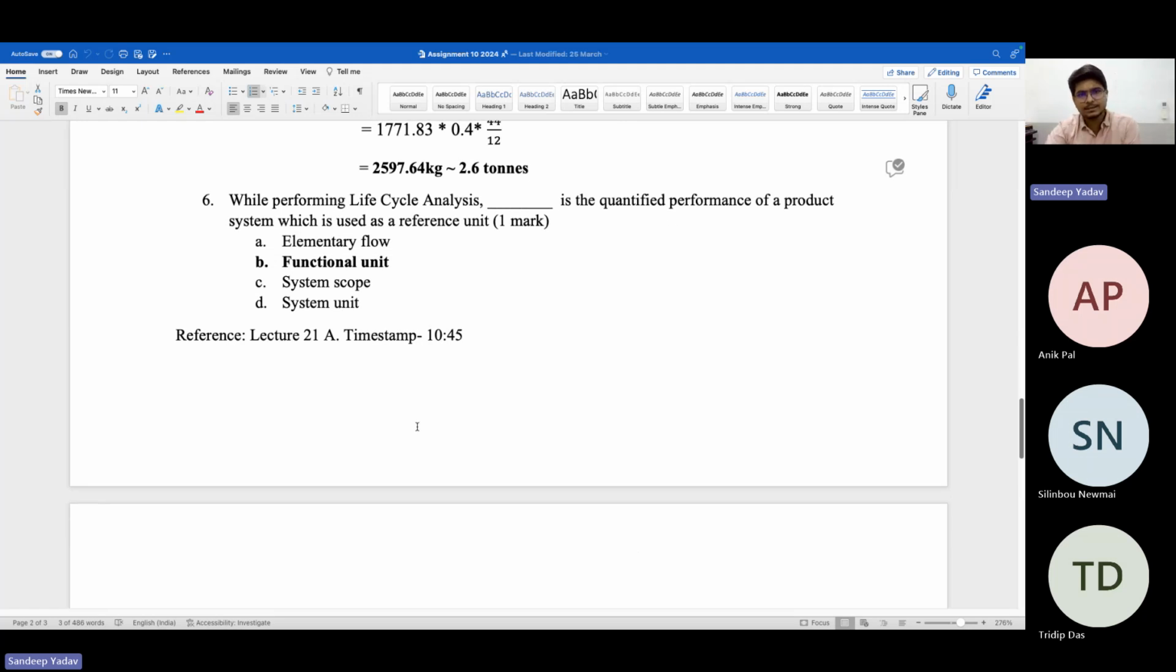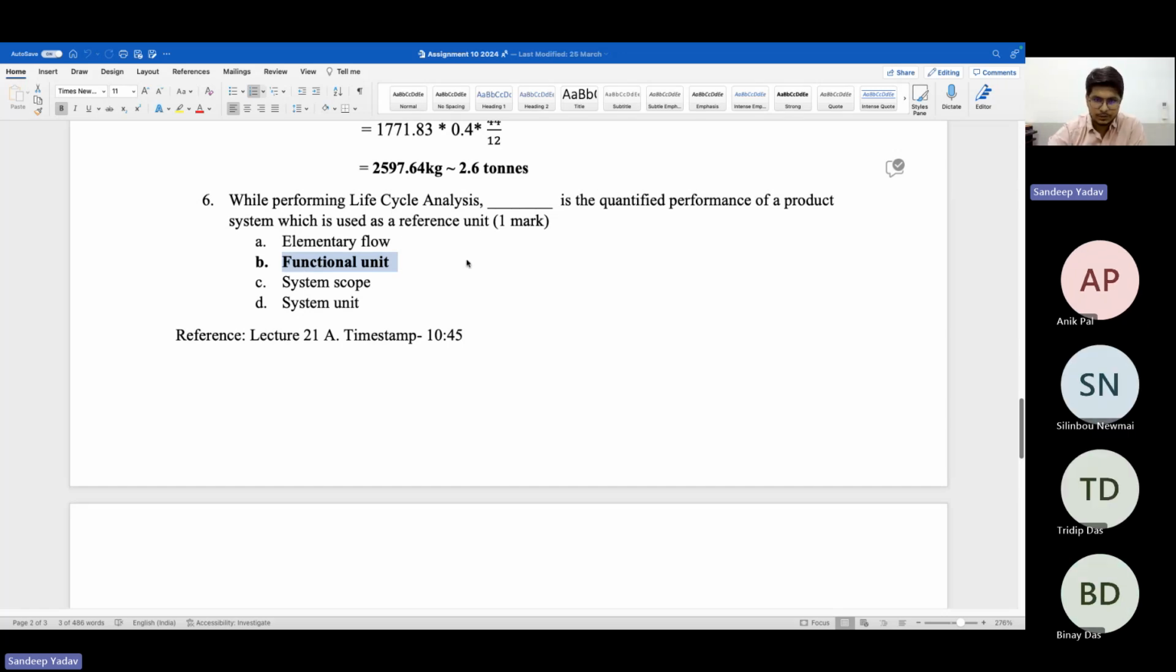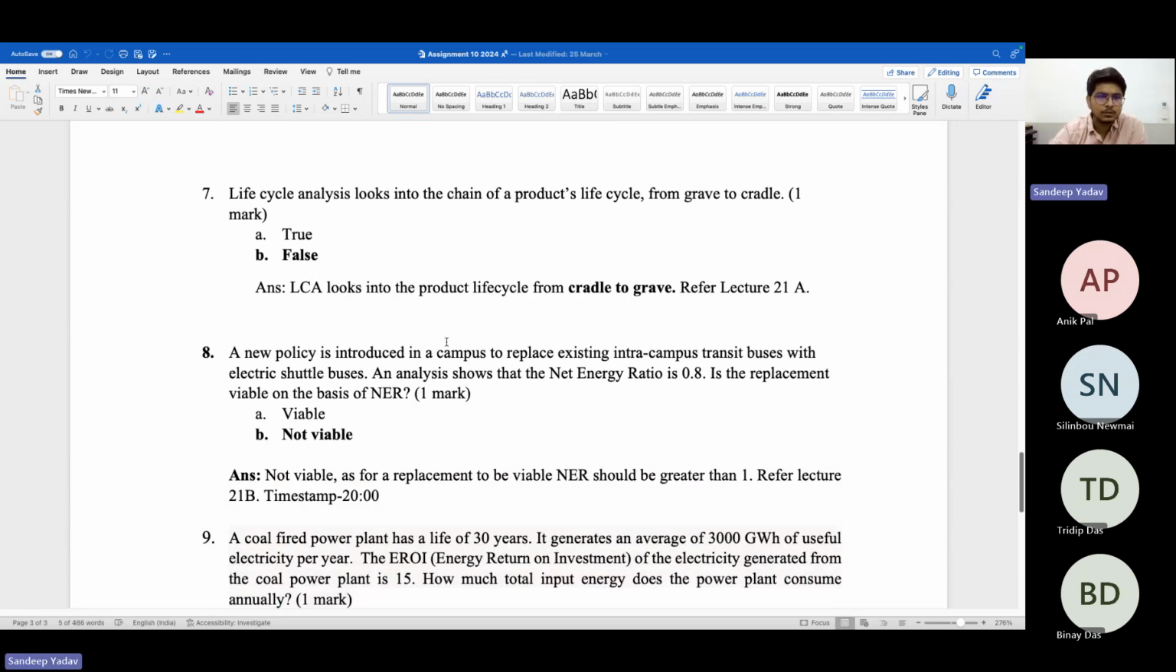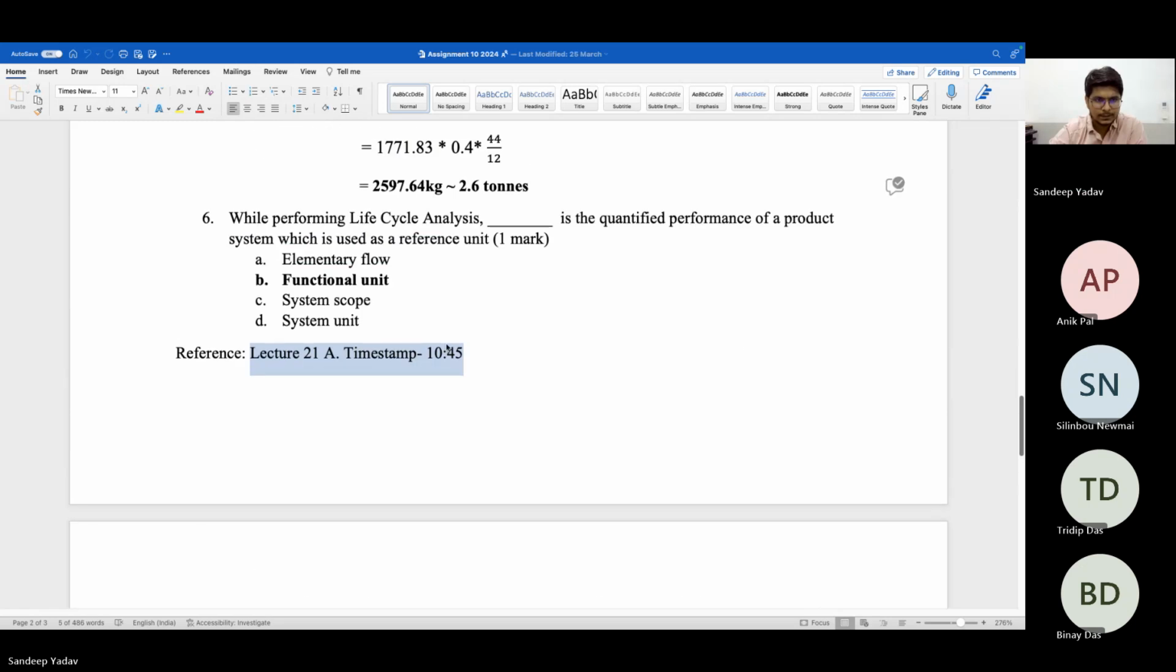Now moving to question number 6. While performing life cycle analysis, dash is the quantified performance of a product system which is used as a reference. As we have studied in the theory parts, the functional unit is the quantitative performance of a product system which is used as a reference unit. If you need more explanation, you can visit lecture number 21A, timestamp 10:45. I hope this is clear to all of you.